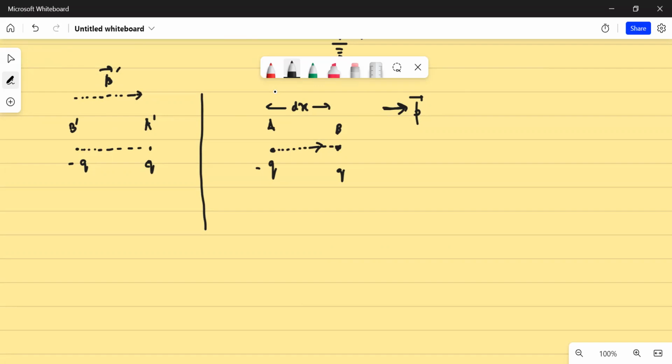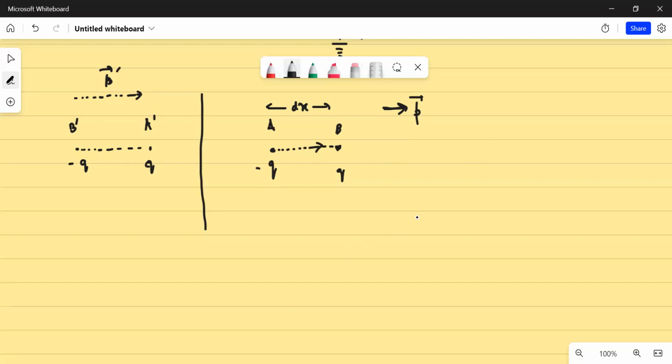Is that clear? See, because of this minus Q, there is a Q here, and because of this Q, there is a minus Q here. And dipole moment vector always is in the direction from negative to positive. So your image dipole moment is also in the same direction as that of the original dipole moment. Is that clear? Yes, sir. Clear. Okay.